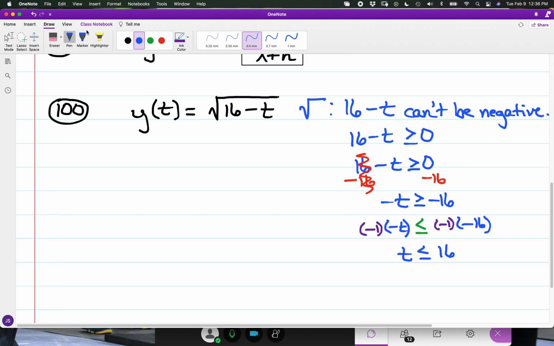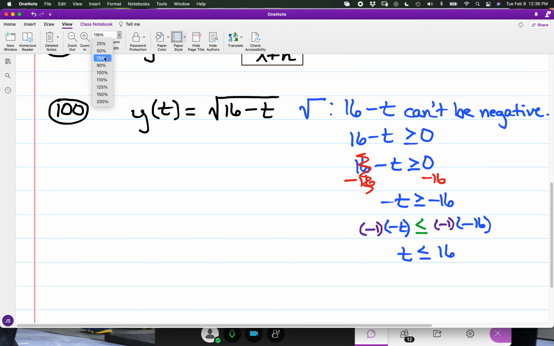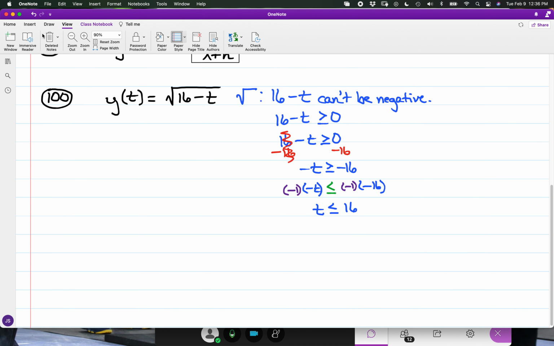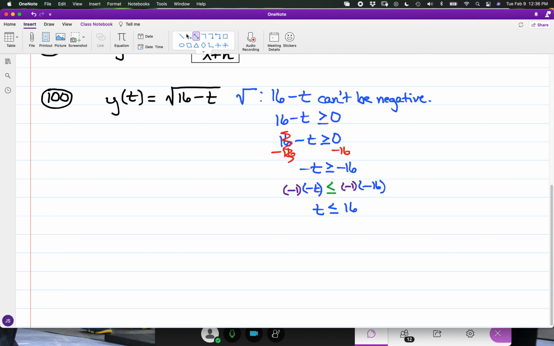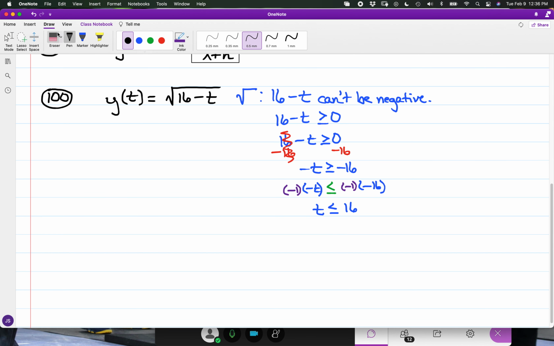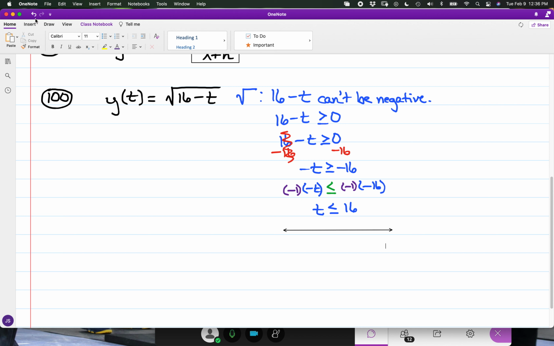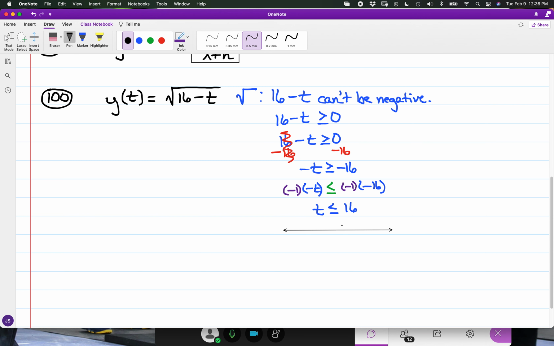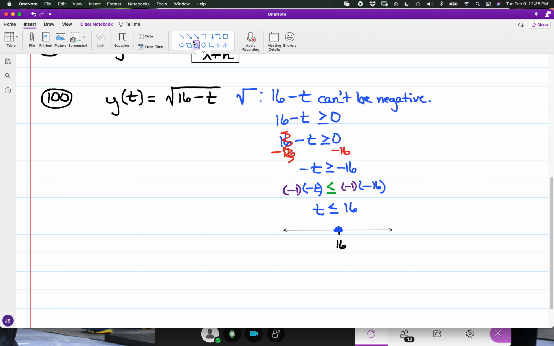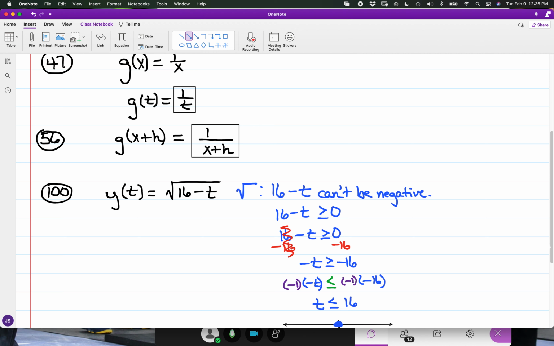And so just looking at what we have now, with t less than or equal to 16, we have the number 16, and for less than or equal to 16, with the equal sign 16 is included, and from this we will have a ray that's going to go continuously to the left.